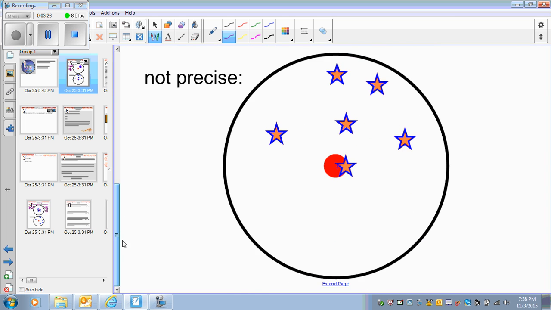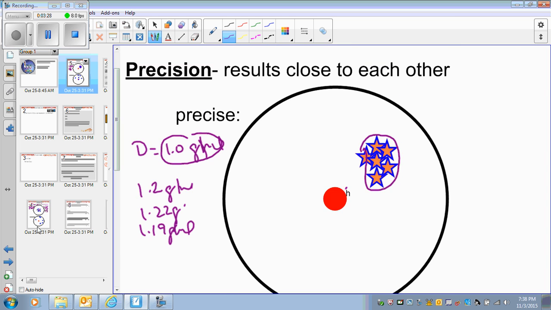So this is the concept of accuracy and precision. So you have to do the bottom questions, and that's it. That's all about accuracy and precision.